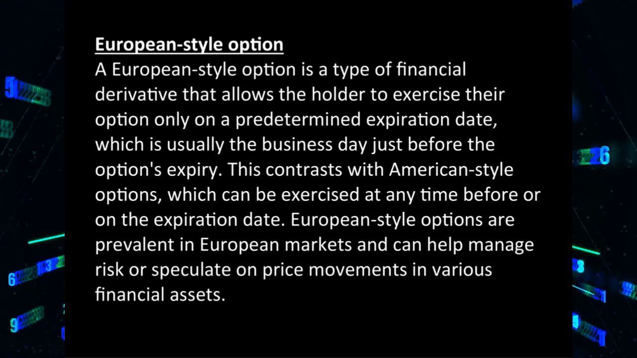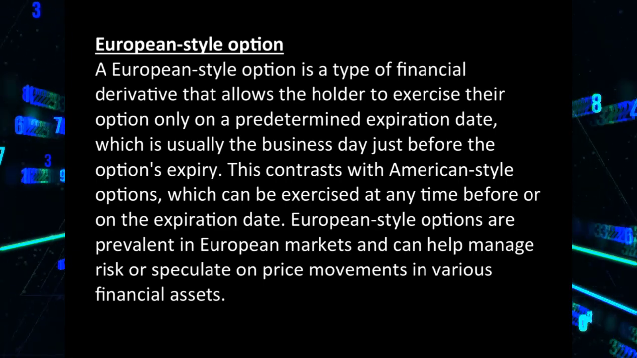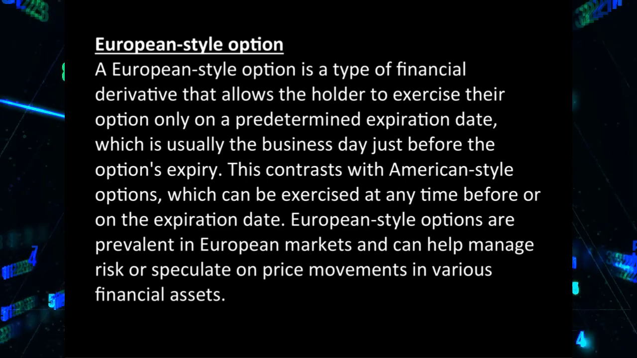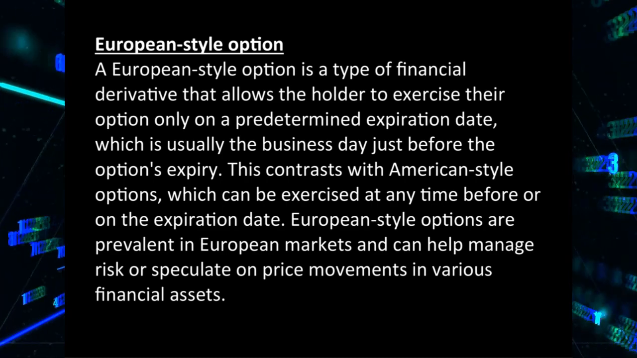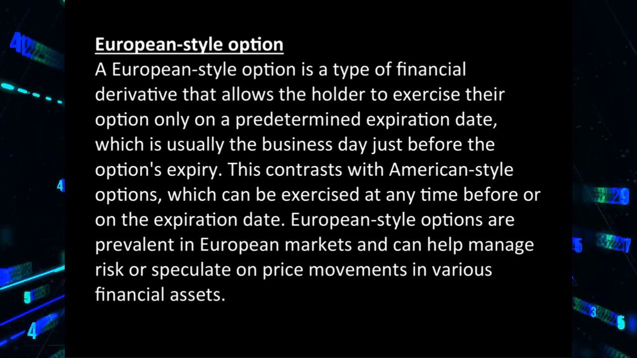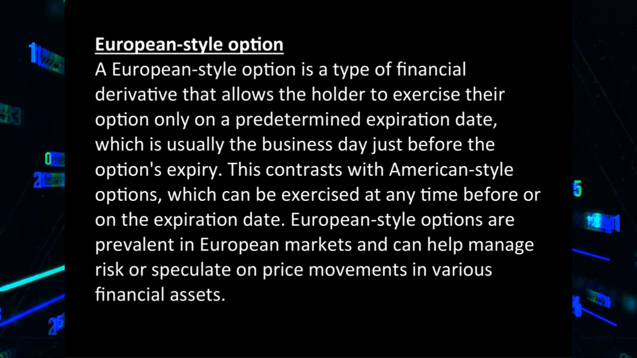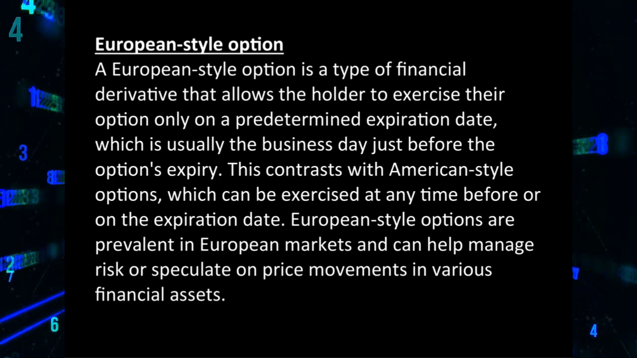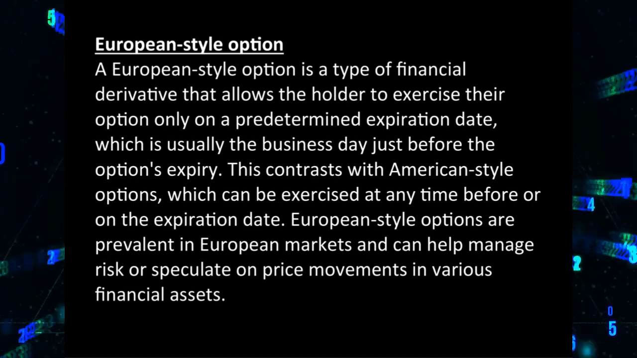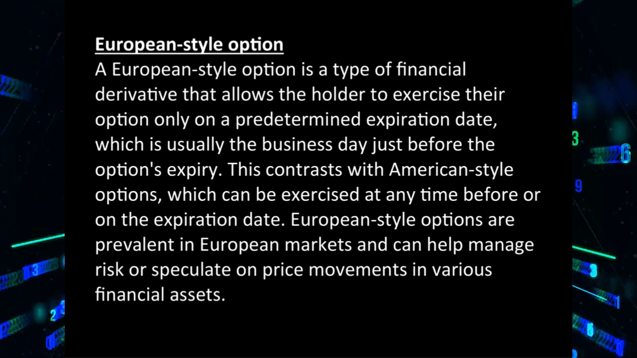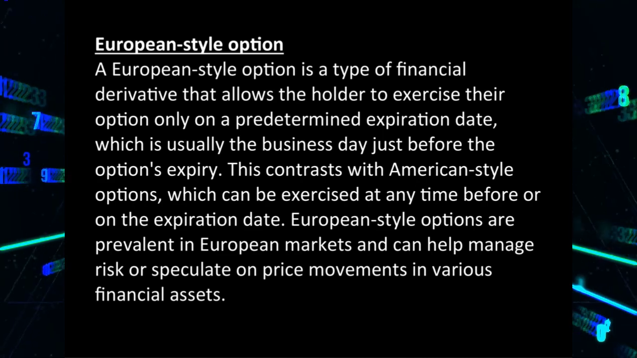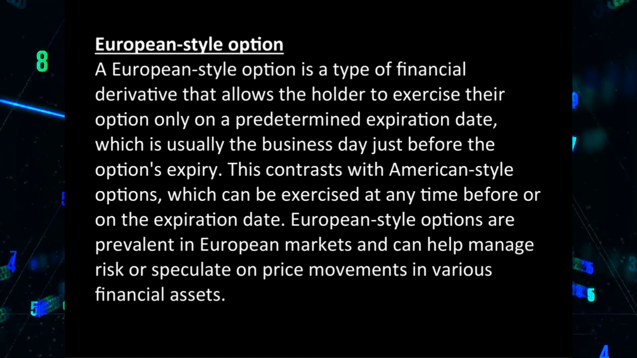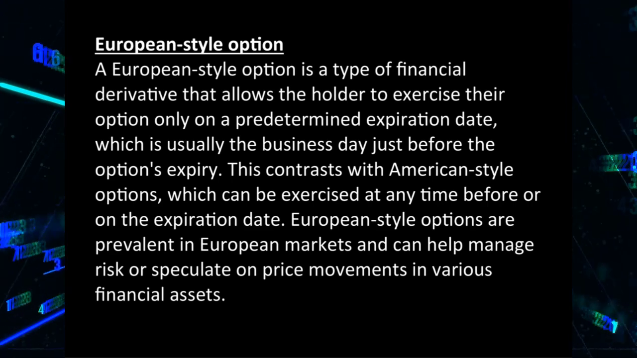European-style option. A European-style option is a type of financial derivative that allows the holder to exercise their option only on a predetermined expiration date, which is usually the business day just before the option's expiry. This contrasts with American-style options, which can be exercised at any time before or on the expiration date. European-style options are prevalent in European markets and can help manage risk or speculate on price movements in various financial assets.